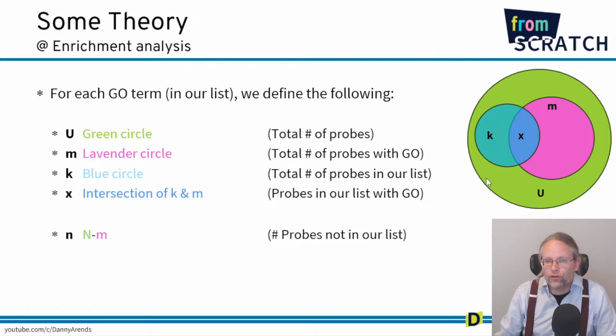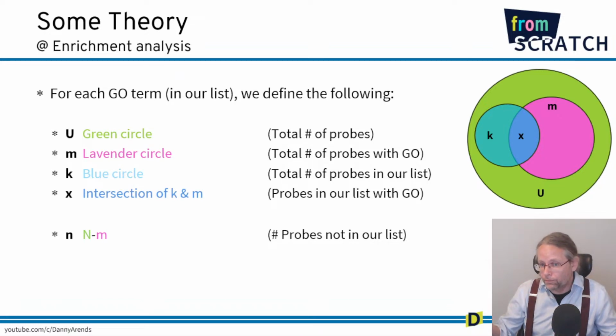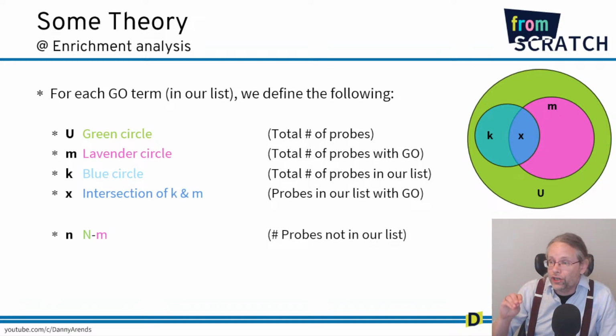So that's the first circle. The first circle is just the number of probes on the array. In our case, the number of probes is, for example, 8,500. Then we define something which is M, and that is the total number of probes with the GO term that we're currently looking at. I'm doing this per GO term, because I want to know for the first GO term, is this one overrepresented, yes or no? So M is all of the probes which also have this GO term.